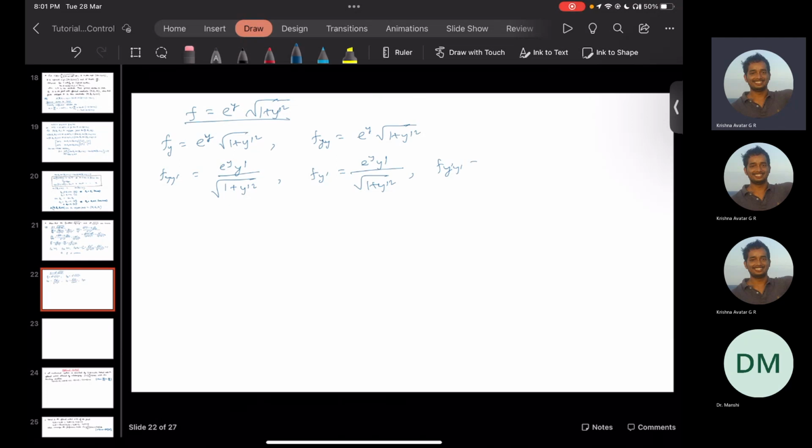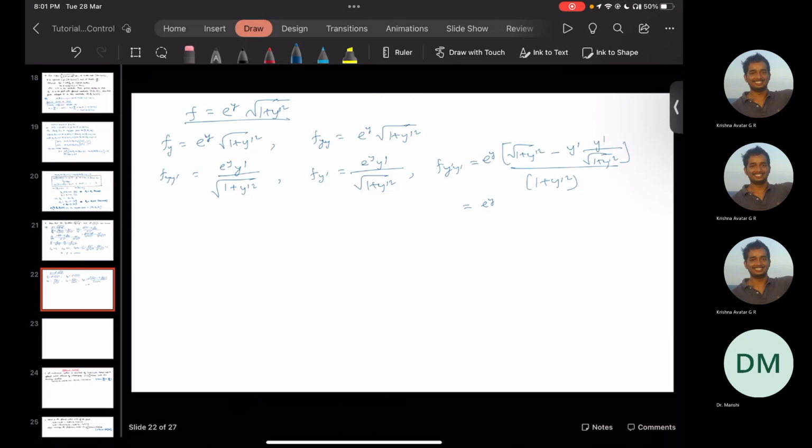And f_y'y'. Let's look at this. This is going to be a tougher job, I mean, relatively tougher job. So this is 1 plus y prime squared minus y prime into y prime by 1 plus y prime squared, divided by, no square root here, so we'll have just 1. So this gives us e to the power y into 1, so we'll have just divided by 1 plus.